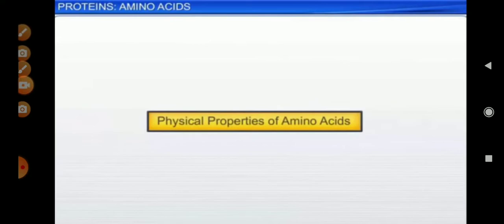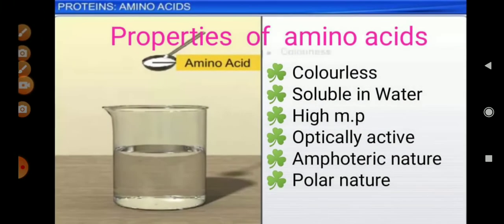So let us discuss the properties of amino acids. They are colorless, crystalline, solid, soluble in water, having a high melting point. They are optically active, amphoteric in nature and polar in nature. They are colorless and quite easily soluble in water. Now let us discuss all the other properties in a little bit more detail.